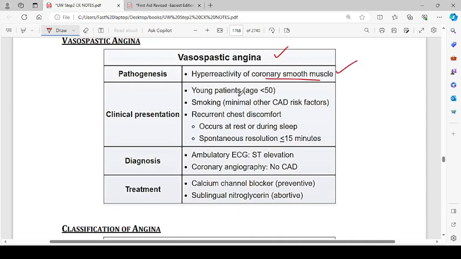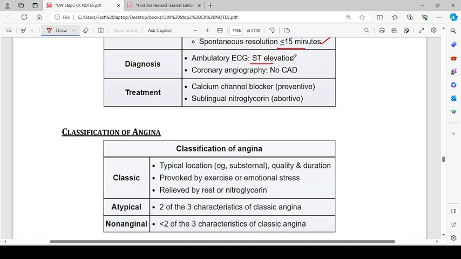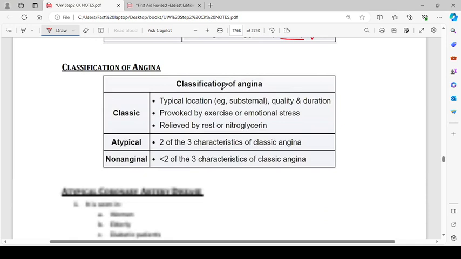The clinical presentation is a young patient, age less than 50, smoking, minimal other coronary artery disease risk factors. There will be recurrent chest discomfort, occurring at rest or during sleep, with spontaneous resolution in less than 15 minutes. Diagnosis: ambulatory ECG will show ST segment elevation, and coronary angiography will show no coronary artery disease. Treatment: calcium channel blocker is preventive and sublingual nitroglycerin will be abortive.